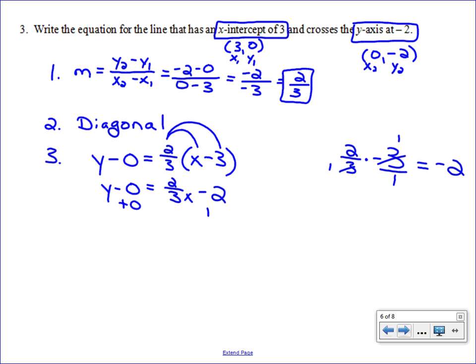Now our last step to isolate y is to add 0, and some of you may have already just dropped the 0. And our final equation in slope-intercept form is y equals 2/3 x minus 2. So remember, the key to get this one started was to turn that vocab into ordered pairs, and then just fall back on a process that we've already used.